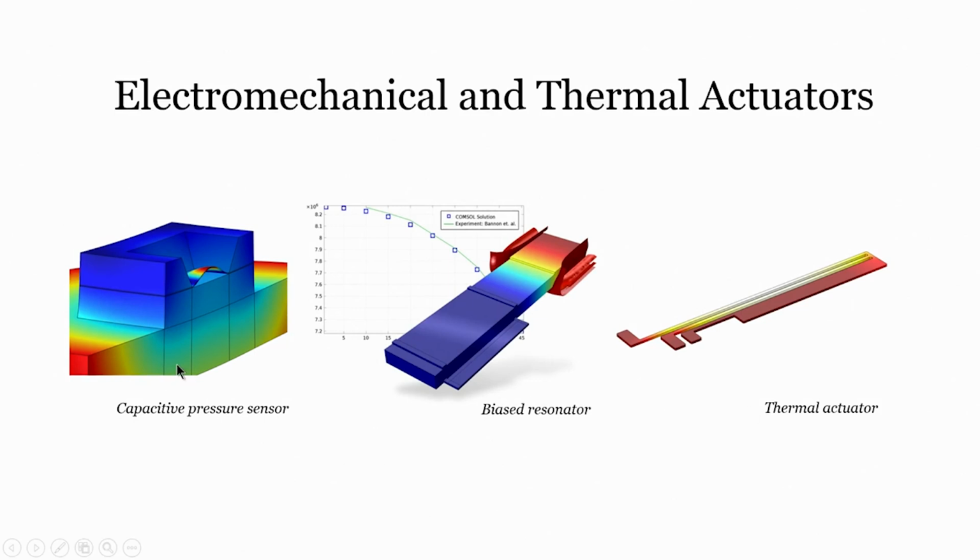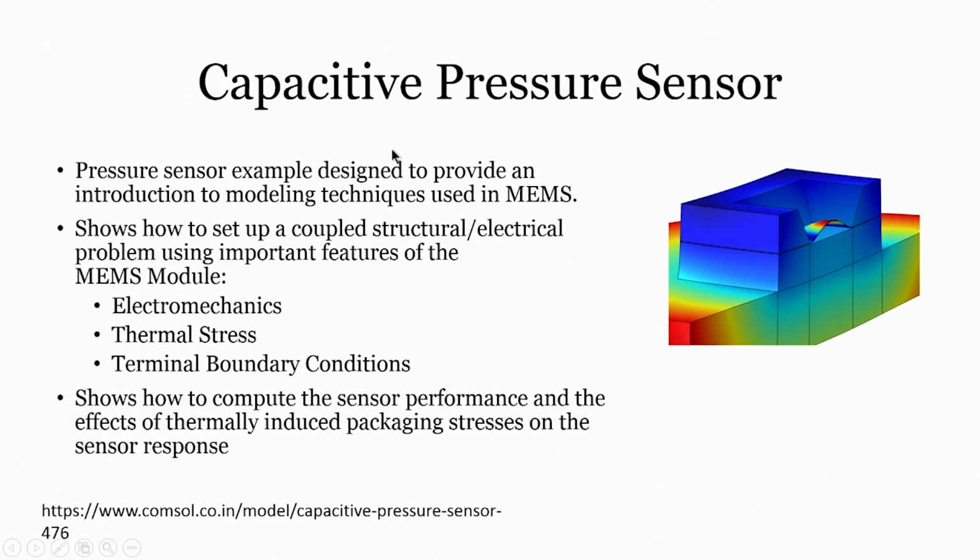Then we have electromechanical and thermal actuators. One of the examples is capacitive pressure sensor. The capacitive pressure sensor is a very well known sensor which is mainly used in mobile phones as a touch screen. Then we have biased resonator. This is nothing but an electrostatically actuated cantilever beam, and then we have one more cantilever beam which requires thermal energy to make it actuate, which is why it's known as thermal actuator. So let's just talk about the capacitive pressure sensor example over here.